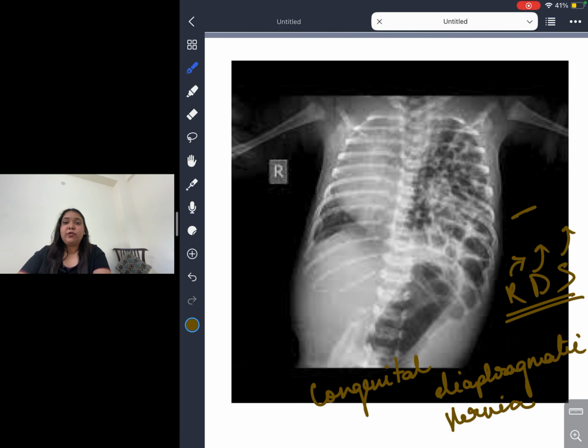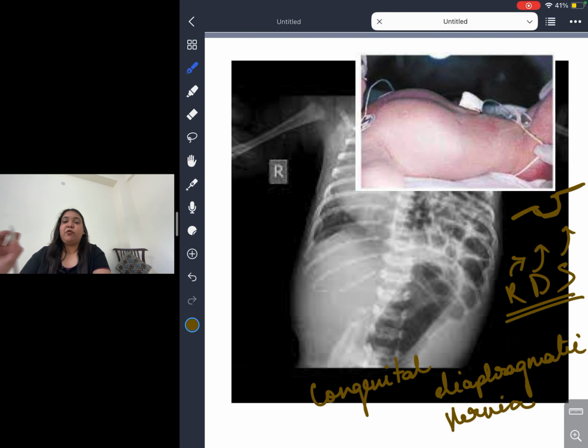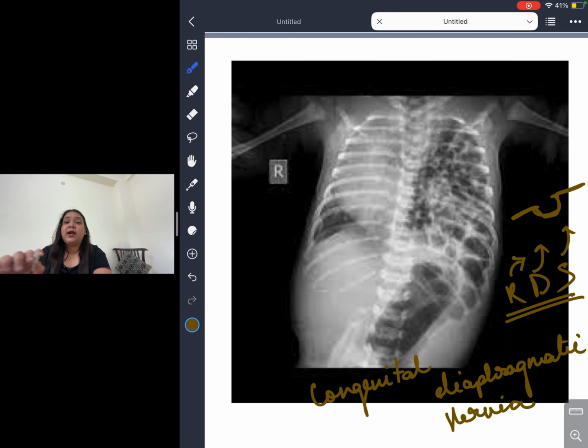So in these patients, if you look at the abdomen, it will be something like this, inwards. So you can find a scaphoid abdomen in these patients. Dextrocardia, that is the heart is on the right hand side, and R refers to respiratory insufficiency.